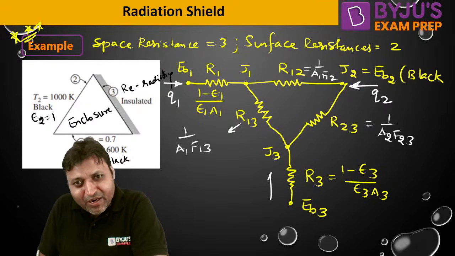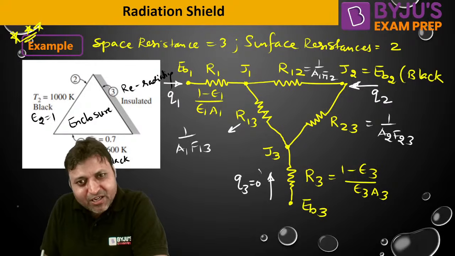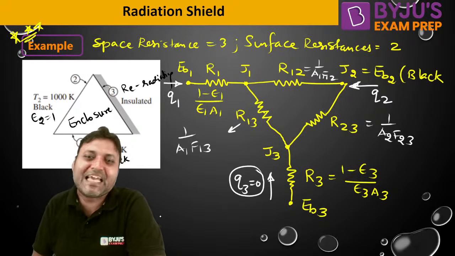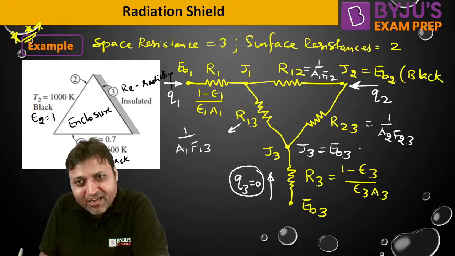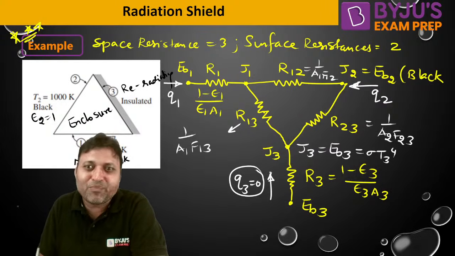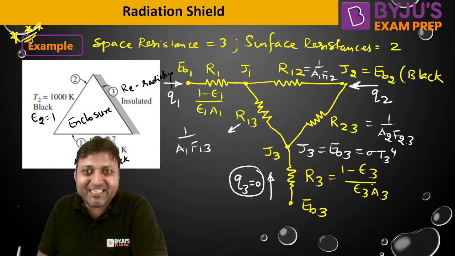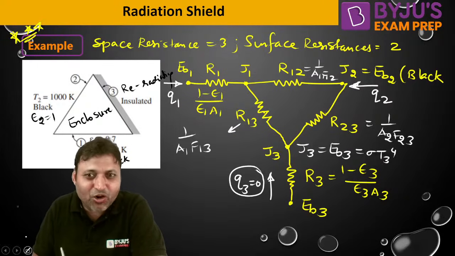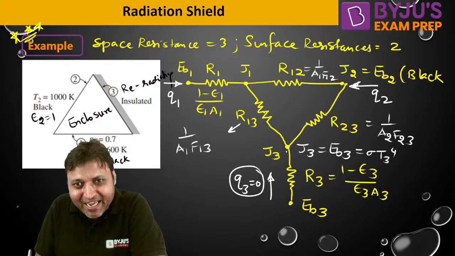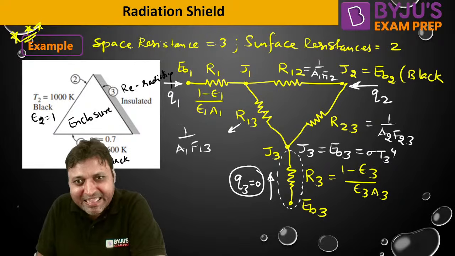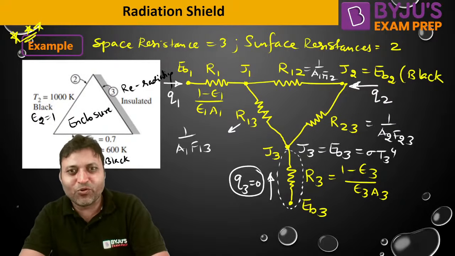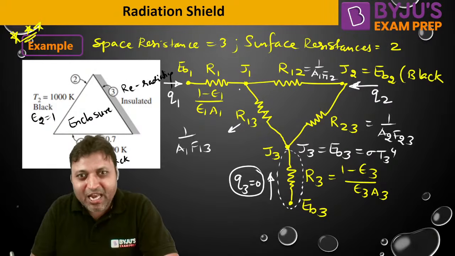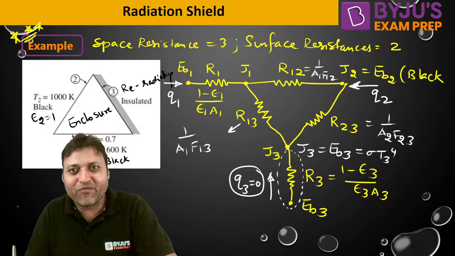And Q3 will be equal to 0, isn't it? Because the third surface is insulated. So we can say J3 is equal to EB3, which is equal to sigma T3 to the power 4. Even though the thermal resistance will be there, this part of the circuit will not be taken into consideration for the analysis because there is no heat flow in this part. Because of the insulated surface, there is no heat flow. So the final circuit can be this only. Is this clear to everyone?